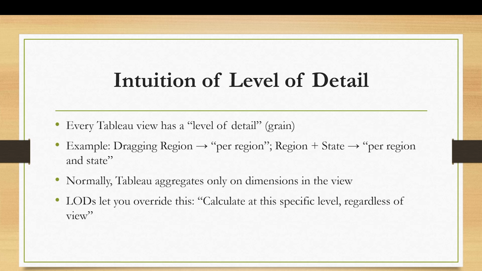Let's say if we drag region to the view and sum of sales, then the level of detail is per region. So we are seeing the sum of sales at region level. And if we drag region along with state, then the level of detail will become per region per state.